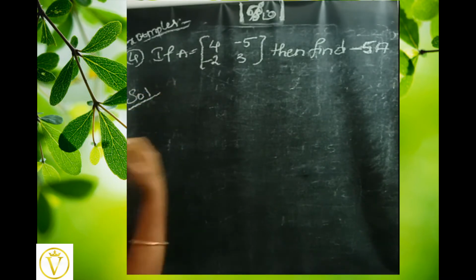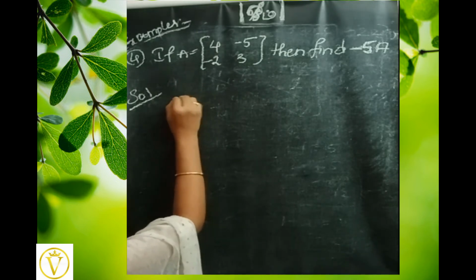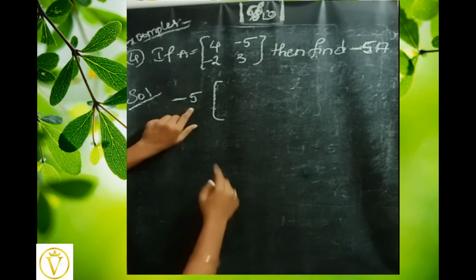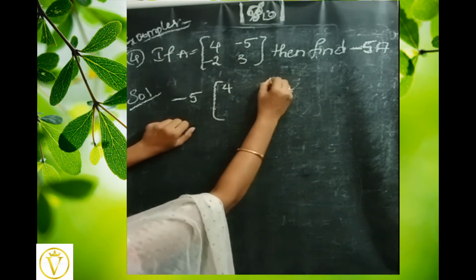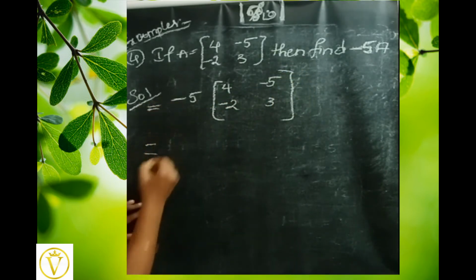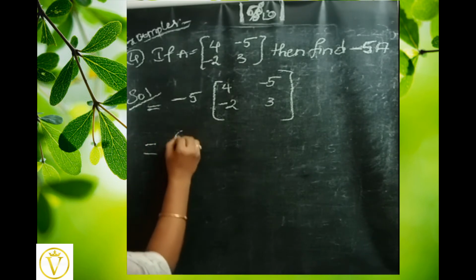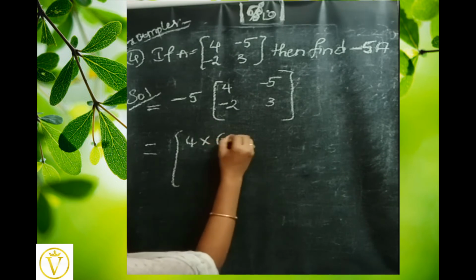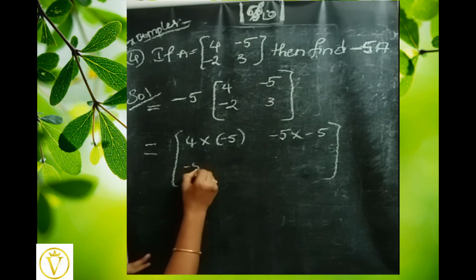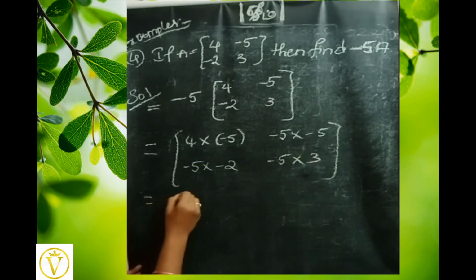Before only we have known the definition for the scalar matrix. So minus 5A. Minus 5 into what's the value of A here? 4, minus 5, minus 2, 3. So we have to multiply every element with minus 5. So 4 into minus 5, minus 5 into minus 5, minus 5 into minus 2, minus 5 into 3.